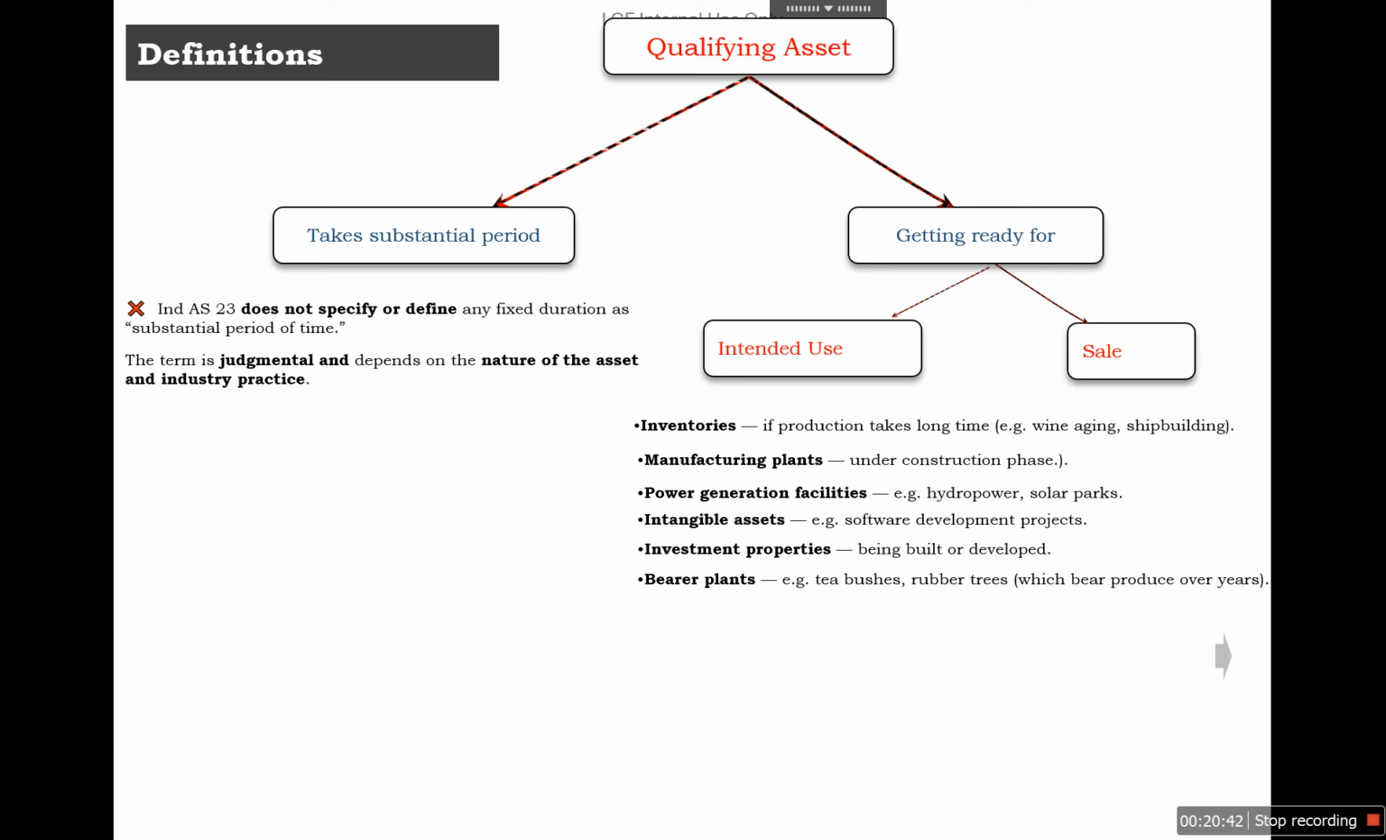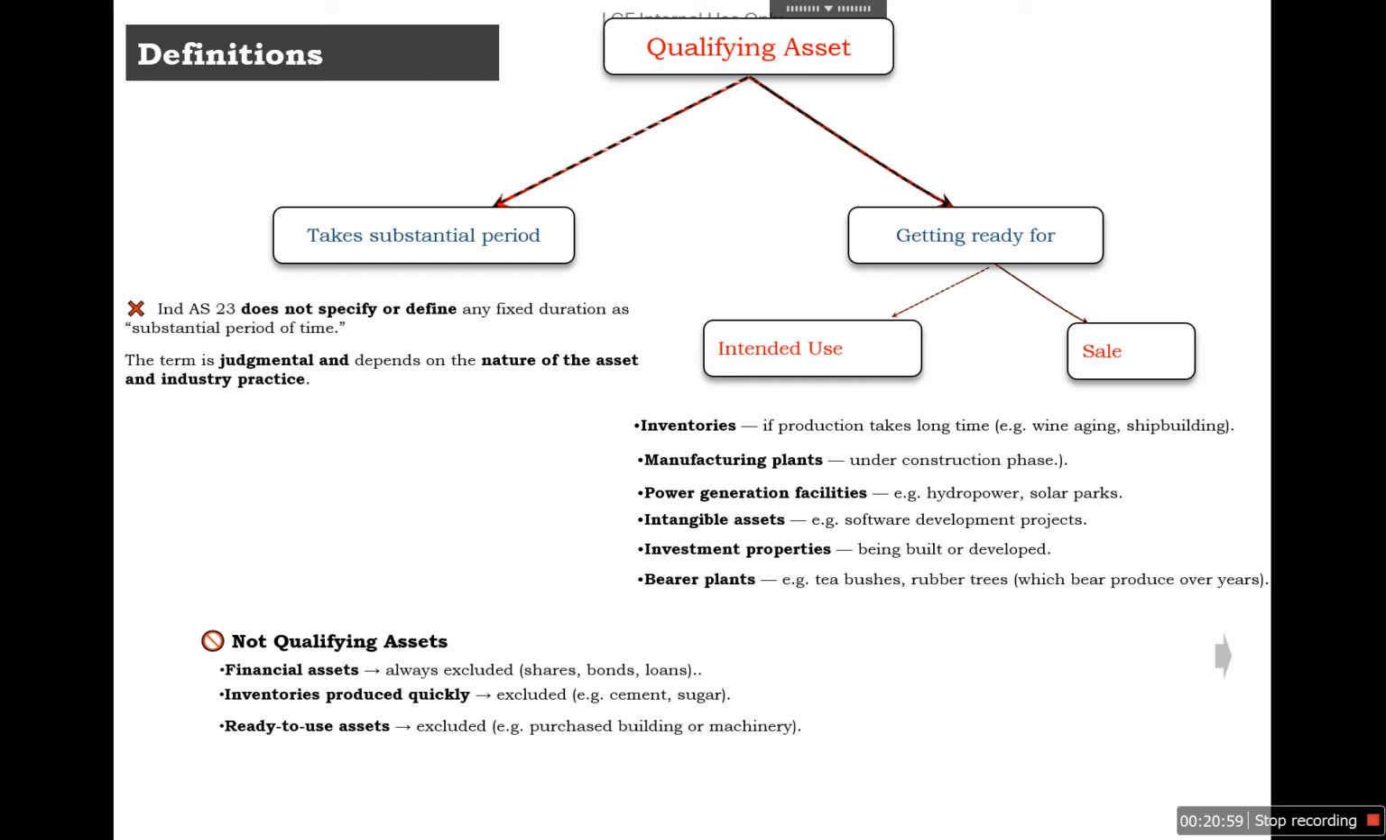And there are some exclusions from the qualifying assets. Those are financial assets, always excluded: shares, bonds, loans, etc. And inventories that are produced quickly are excluded. This is an optional exclusion. For example, cement, sugar, etc.